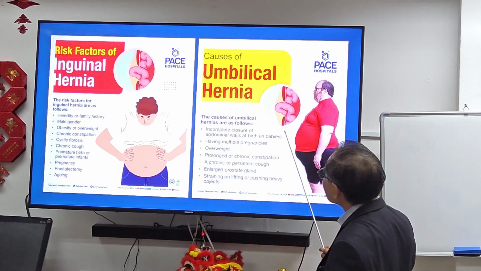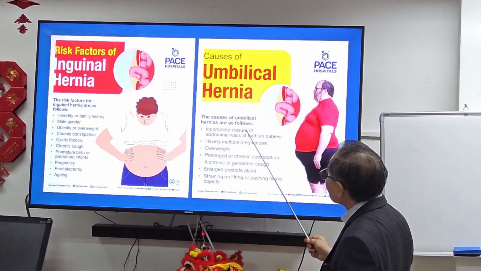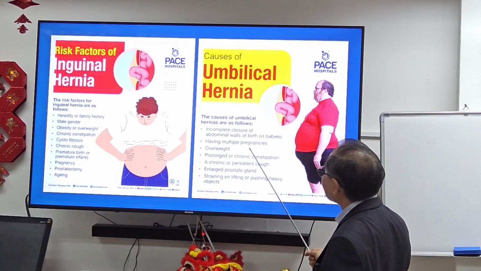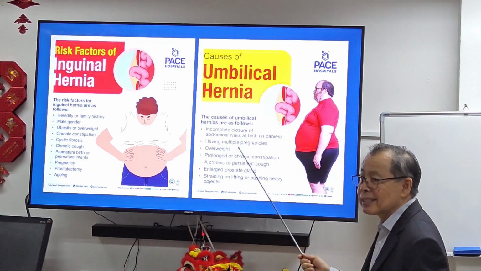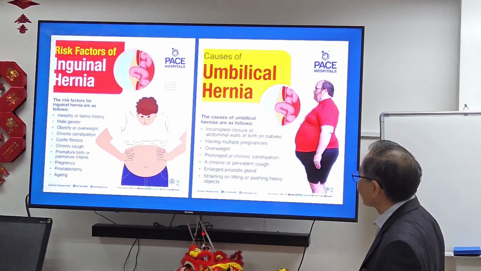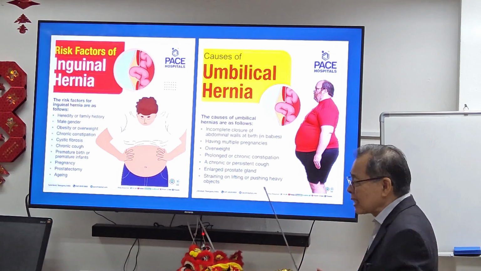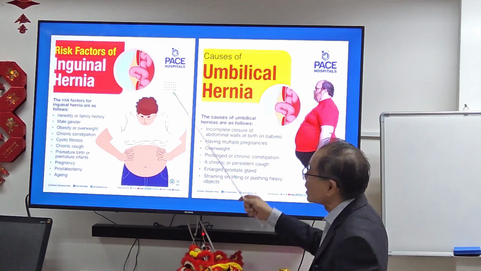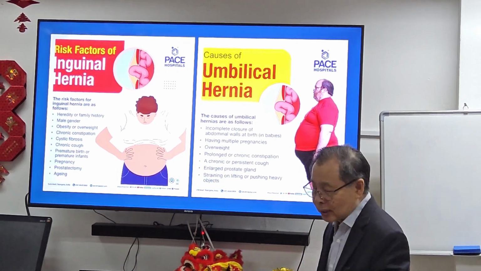Umbilical hernia: incomplete closure of abdominal walls at birth in babies. Multiple pregnancies, then you get it. Overweight. See, overweight is one big cause of any hernia. Enlarged prostate, straining or lifting or pushing heavy objects. So anything that increases pressure inside your abdomen can give rise to hernia. Very important to remember that.